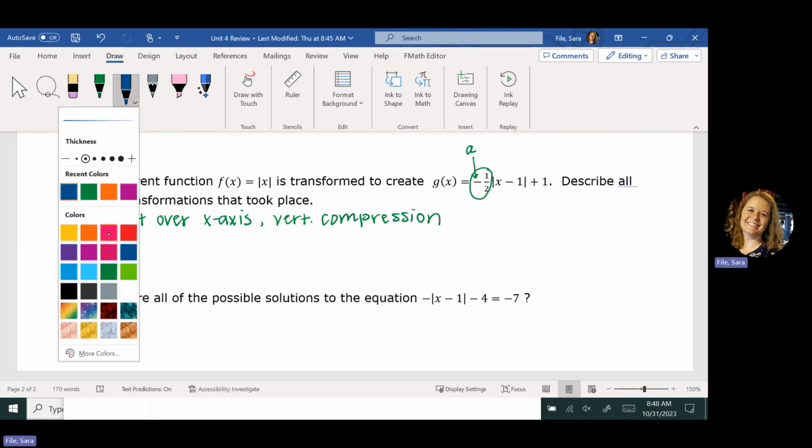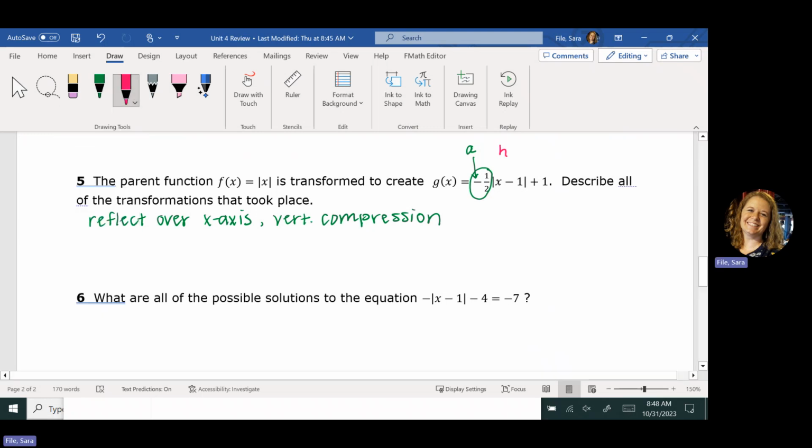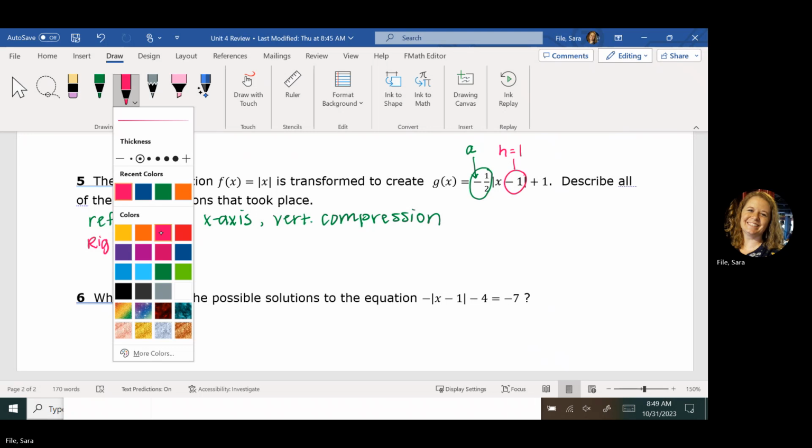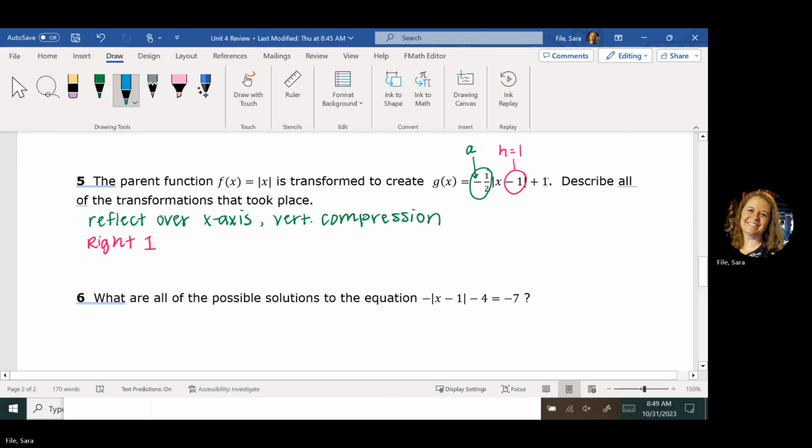Okay, and then we've got H is +1, because remember it's the opposite of what you see here. So that is actually to the right 1, a shift right 1. And then K is what's added on the outside, so it is +1 as well. So that is up 1. So this graph is shifted right 1, up 1. It's vertically compressed, and it's reflected over the x-axis.